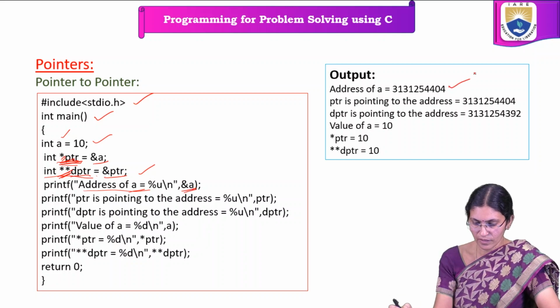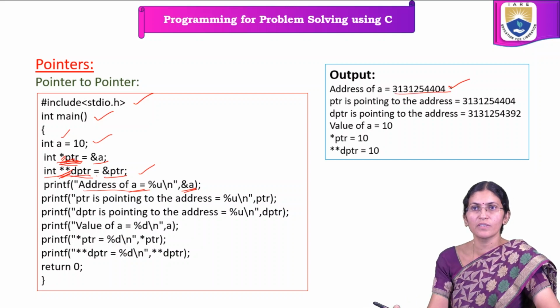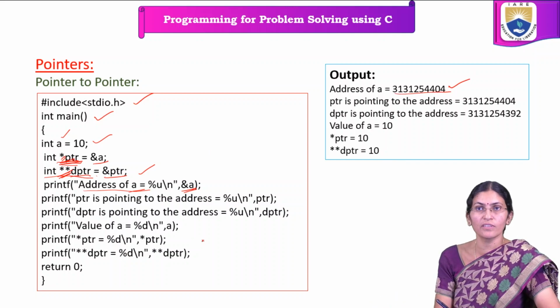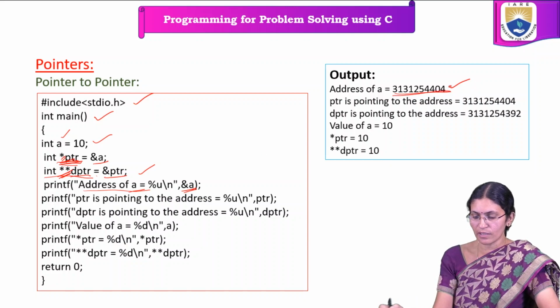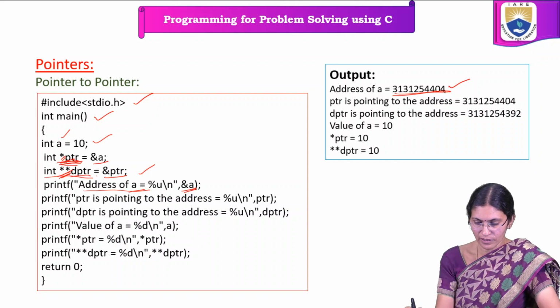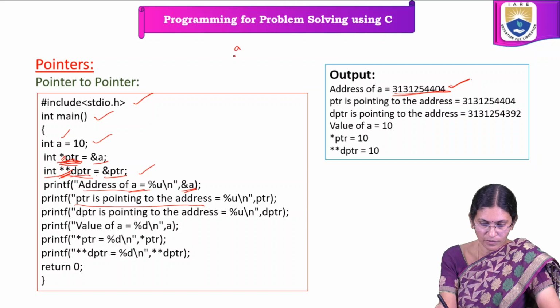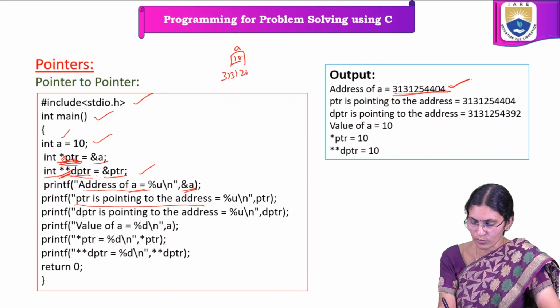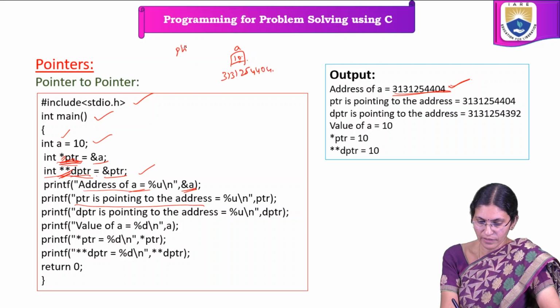Suppose this is the address. The output of this program is this one. These values can be different based upon the computer. So the address of A is this one. PTR is pointing to the address. A is a variable. Its value is 10 and its address is given by 3131254404.